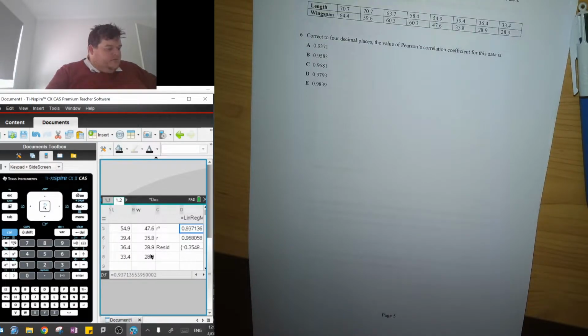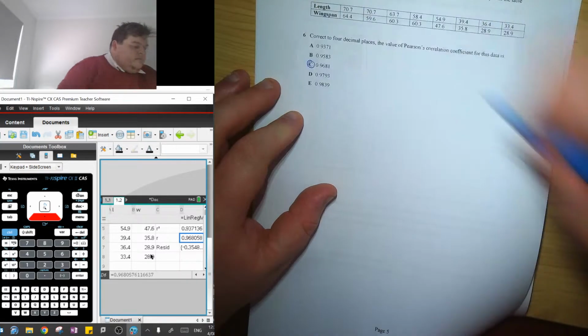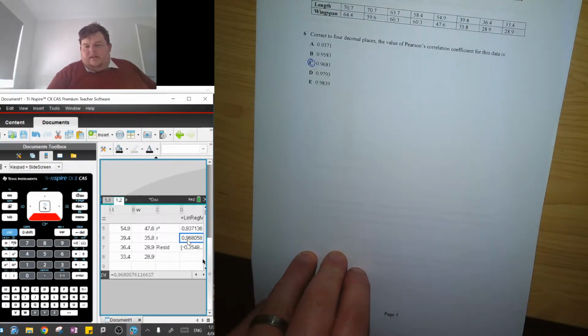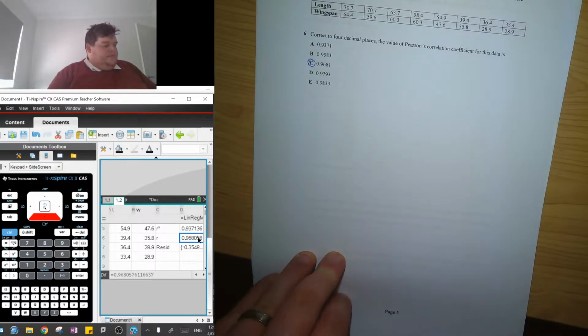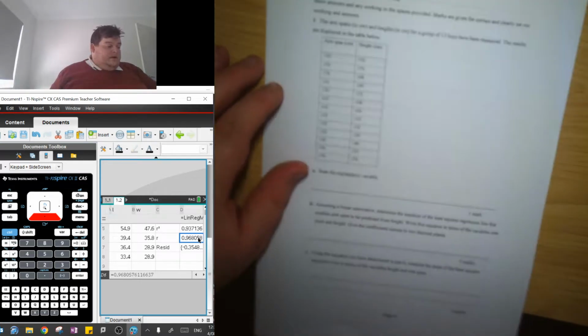We have an R squared, which is our determination, and our R, which is 0.9681, which is this one here. Right, and it's 81 because you'll see the next number here is 5, which means we're actually rounding up from 0 to 1. All right, extended response.